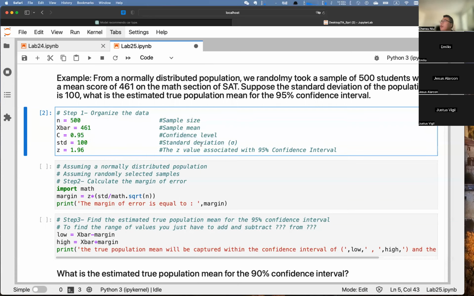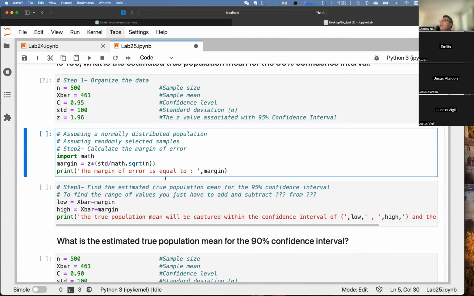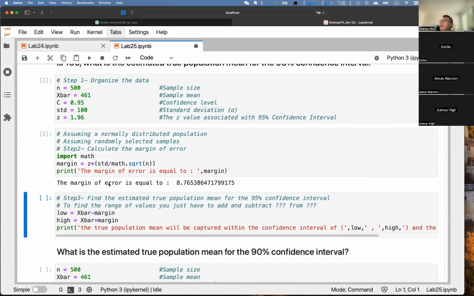Next, we need to compute the margin of error around the mean value. We need to import math and compute the margin: Z multiplied by the standard deviation divided by the square root of n, where n means the sample size. After that, the margin of error is equal to this value.